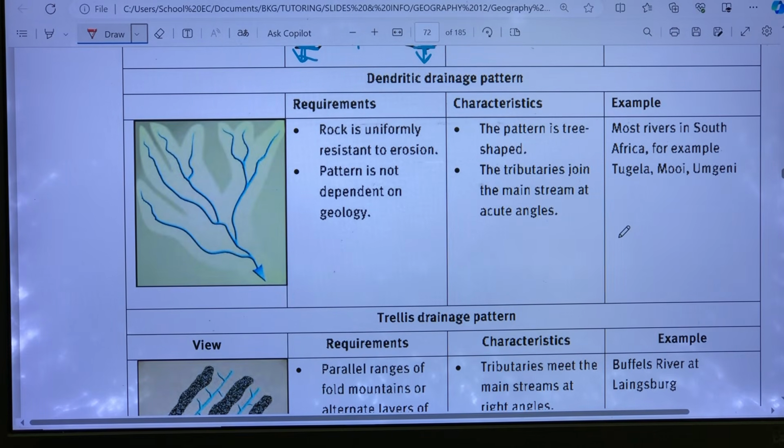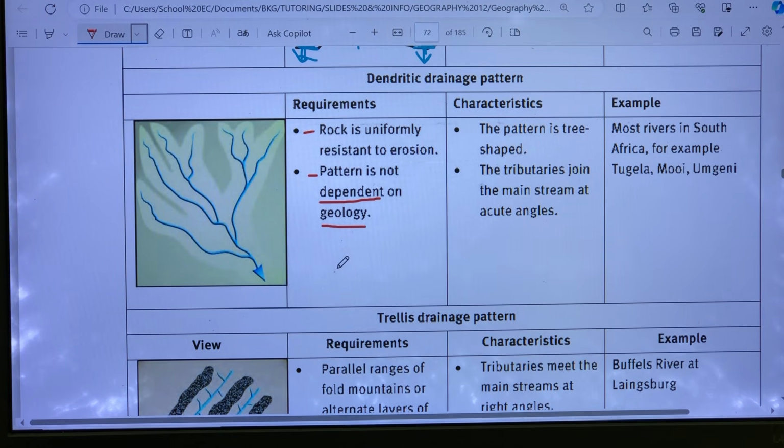Let's move to the dendritic pattern, the most common one. So the requirements: the rock is uniformly resistant to erosion, so the rock structure is also uniformly resistant to erosion. Our tributaries have formed through the joints of this underlying rock, okay? So the pattern is not dependent on geology. Let's underline that, it's not dependent on the geology.